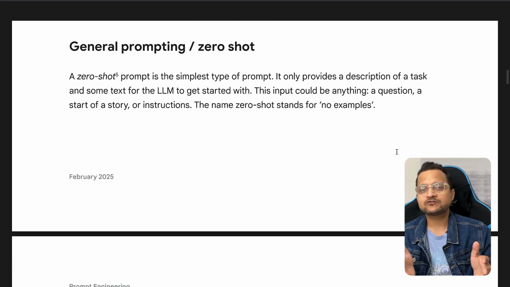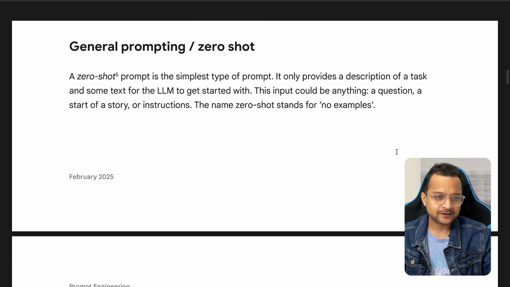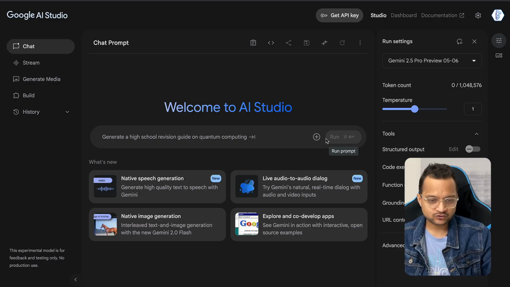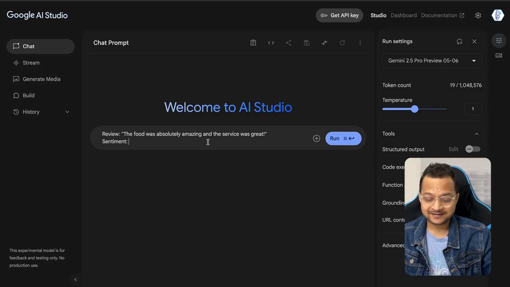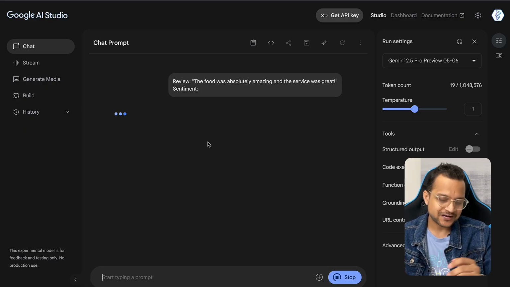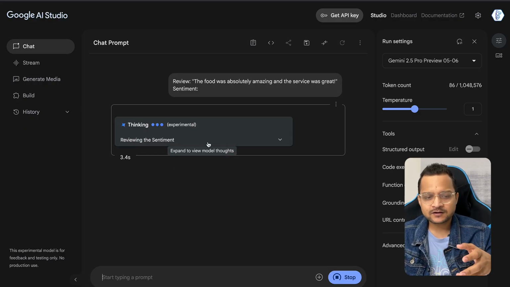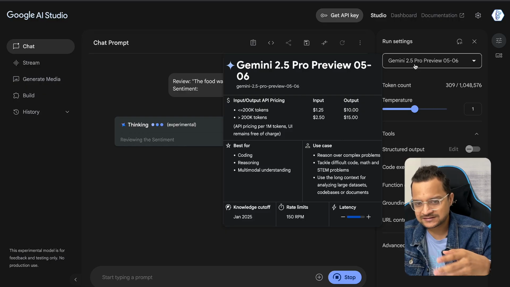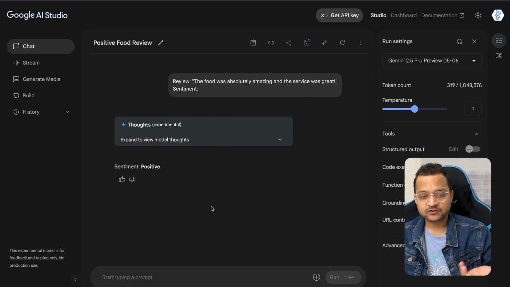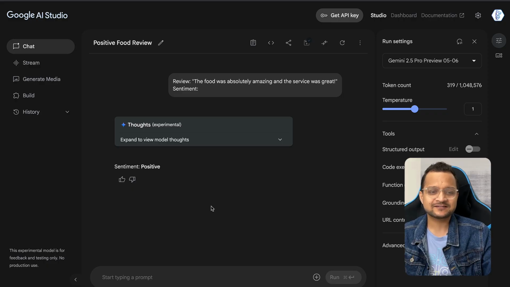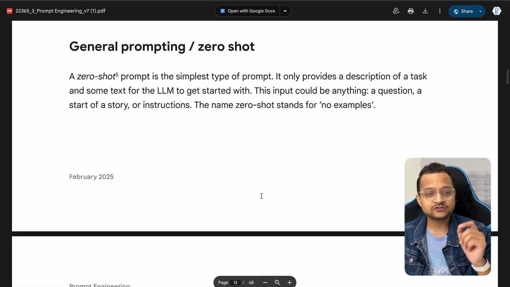So let's see the example of general prompting or zero shot prompting. And here I am on Google AI Studio. I'm going to have this, and this is a review, and I want the sentiment for this. Now, this is a thinking model, Google Gemini 2.5 Pro, and this is giving that this is a positive one. Nothing serious, it's just giving the review, getting the answer. That's so simple. That's called general prompting.